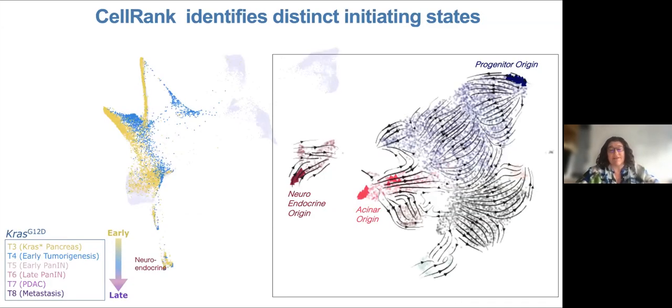So we ran our velocity algorithm, and one of the real big advantages of velocity is, again, it uses this math to automatically infer, without any prior knowledge, what are the initiating points? What are the sources from which there seem to be cells transitioning out of, but nothing going in?